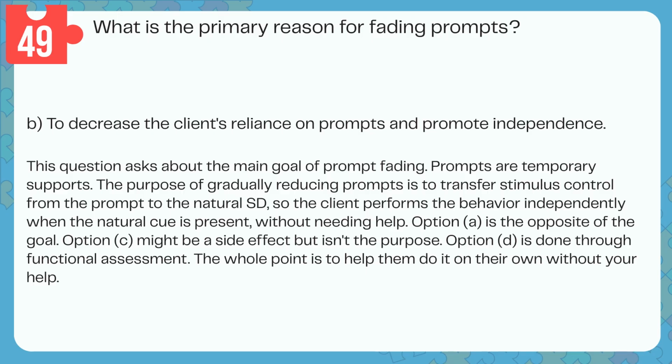Option A is the opposite of the goal. Option C might be a side effect but isn't the purpose. Option D is done through functional assessment. The whole point is to help them do it on their own without your help.